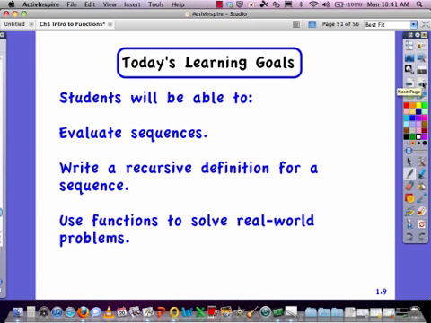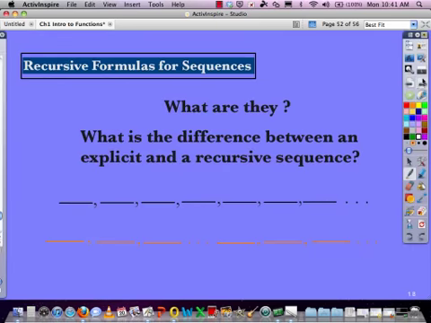But this is your second way that sequences can be written. Not all sequences are explicit, which we already learned, and now we're going to talk about them being recursive. So let's move ahead. What are they? And again, what is the difference between the two?